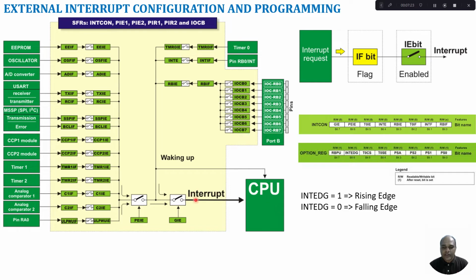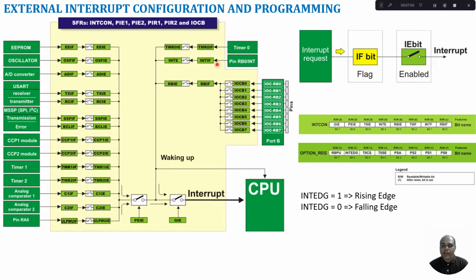Once an interrupt signal is received, the CPU will try to check the flags. If this external interrupt flag is activated, then it will identify, okay, external interrupt has occurred, then it will try to execute the program related to the external interrupt. So whenever an interrupt is generated by a peripheral device, automatically the interrupt flag will be set.